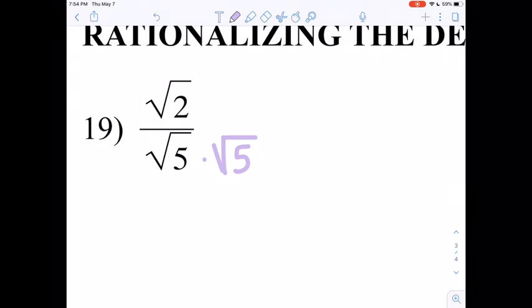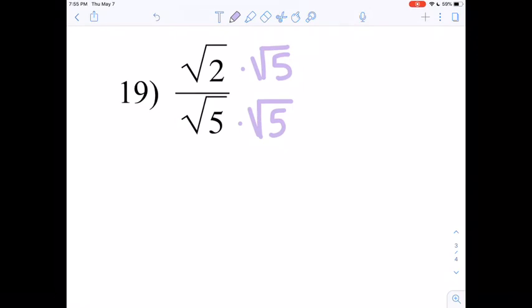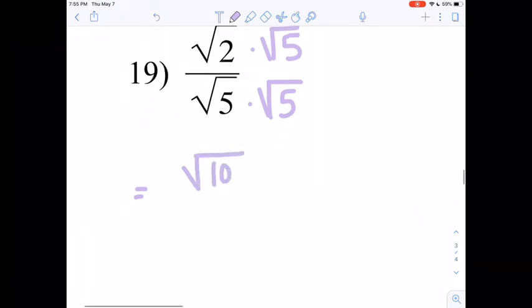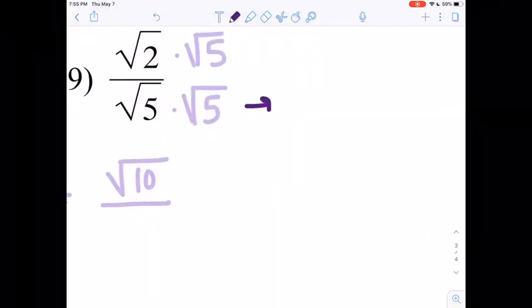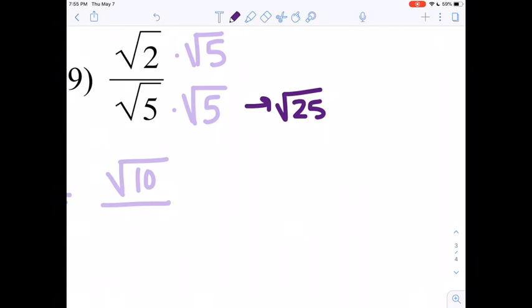But with fractions, whatever you do to the denominator, you also have to do to the numerator. And the reason why this works is this: in the numerator, I'm going to get 2 times 5. They're both on the inside, so that's going to become the square root of 10. And let me show you on the side. If I did square root of 5 times the square root of 5, that becomes the square root of 25. And you just created a perfect square, which gets rid of the square root, right?